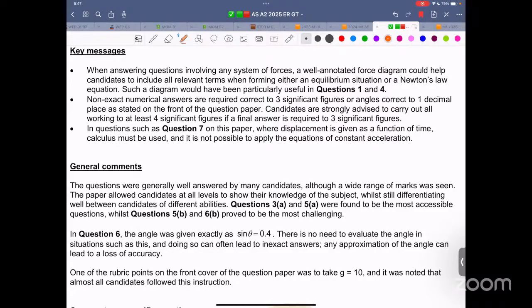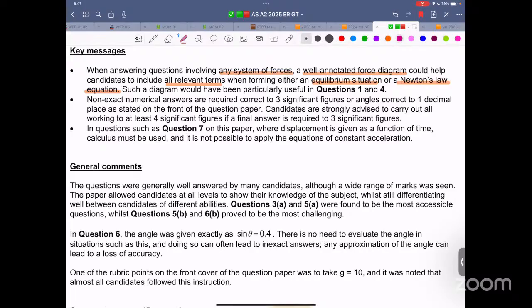Now it says, when answering questions involving any system of forces, a well-annotated force diagram could help the candidate to include all relevant terms when forming either an equilibrium situation or a Newton's law equation. Such a diagram would have been particularly useful in some particular question. So that's the first thing: a diagram is a must. And when we look at some of the concept of forces, you will soon realize it.